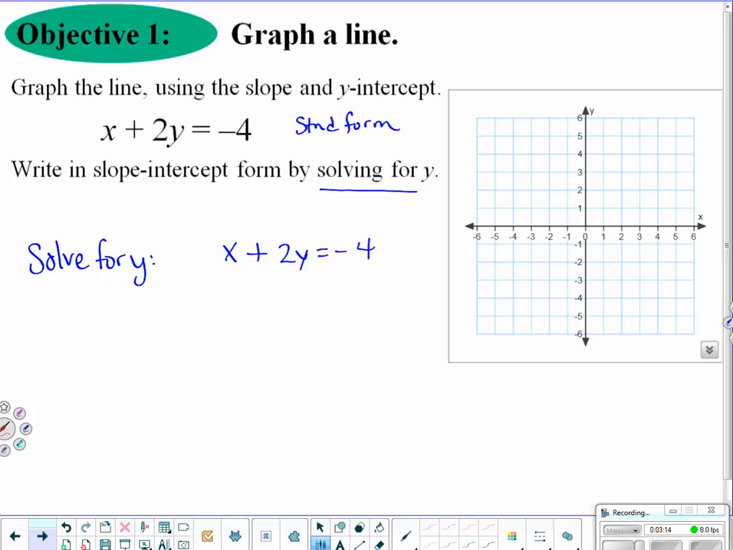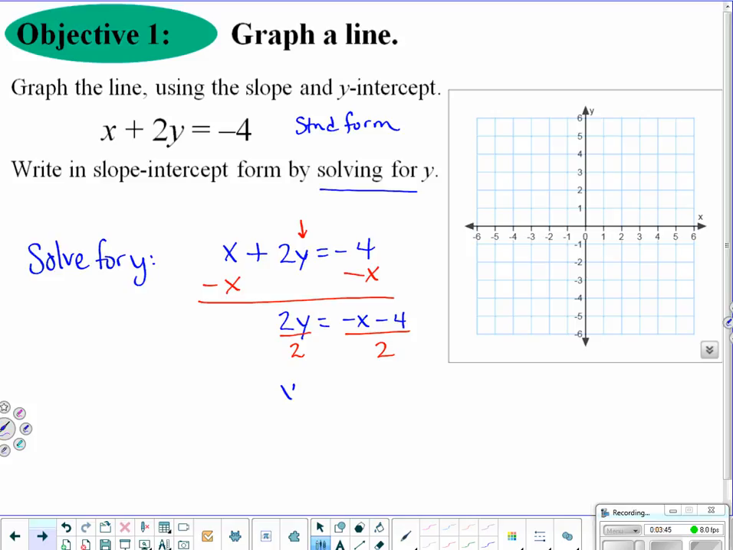Now, the first thing I want to do is keep in mind that it's the y value I want to get by itself. So I'm going to subtract x and move x away from that term with the y in it. And that brings me to 2y equals -x minus 4. And we're still driving forward, trying to get just one y, so I'm going to divide by 2. So both sides get divided by 2.